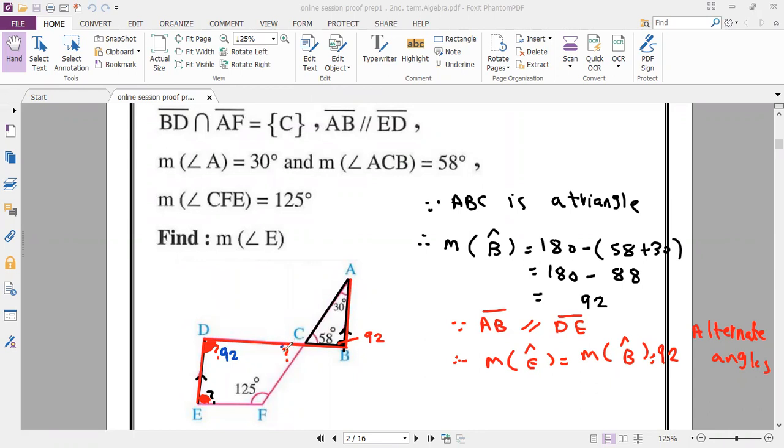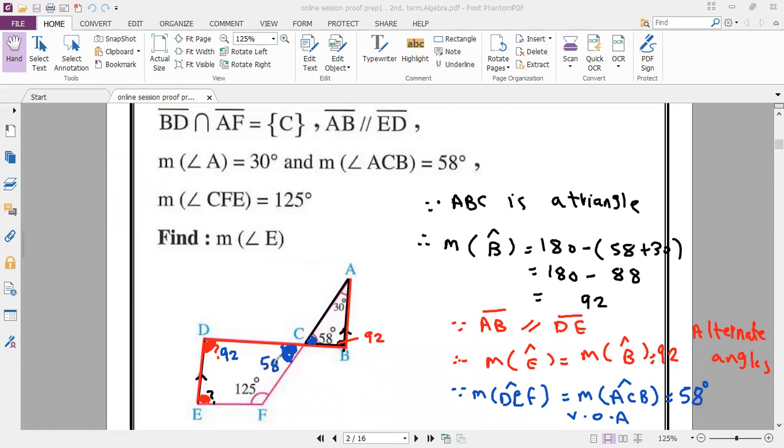And we need to get this angle. As you see here, this angle is going to be 58 because they are two vertical opposite angles. These two angles are equal. So right here, since measure of angle DCF equals measure of angle ACB equals 58. Do you know why? VOA, vertical opposite angle. So right here, 58.